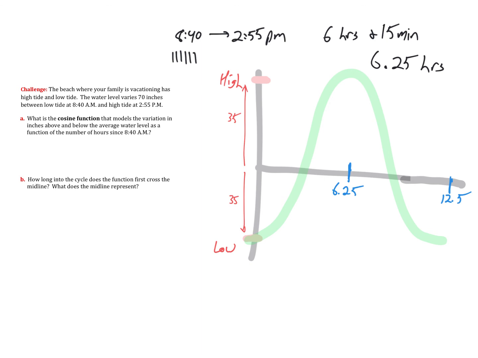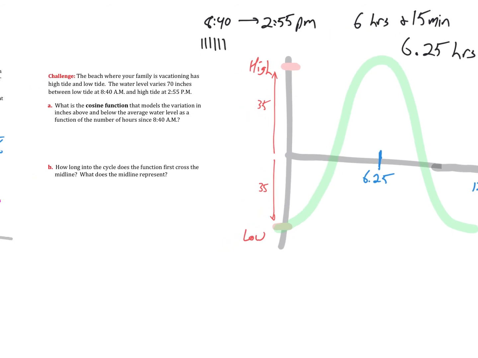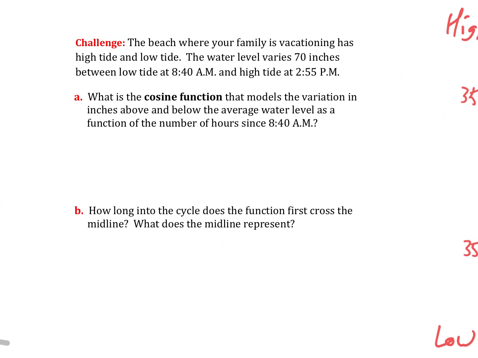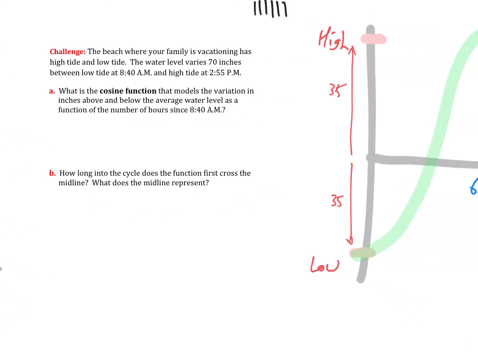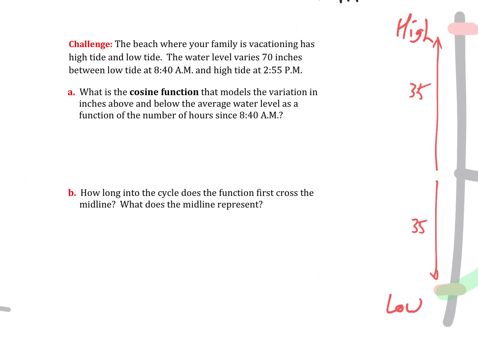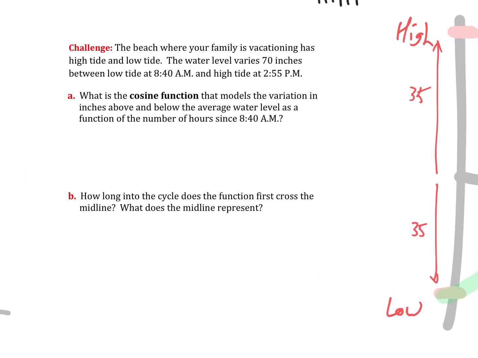So now I have a basic graph. Let's see if this is enough to answer some of my questions here. What is a cosine function that models the variation in inches above and below the average water level as a function of the number of hours since 8:40? All right, well, it's going to be a cosine, and it starts at the negative because we're starting at low tide. The amplitude was 35. We know it's a cosine. And we're starting at regular old sea level, so 0.